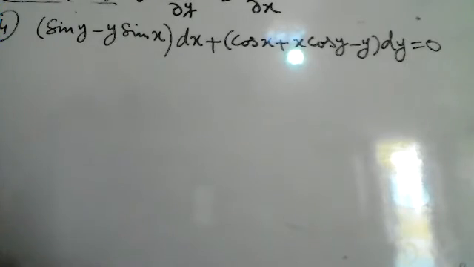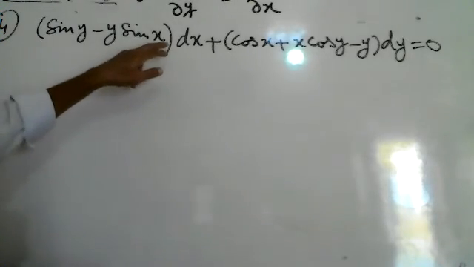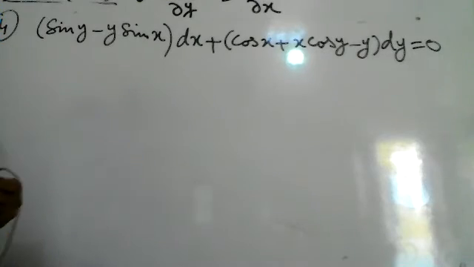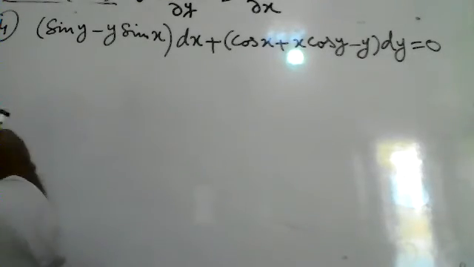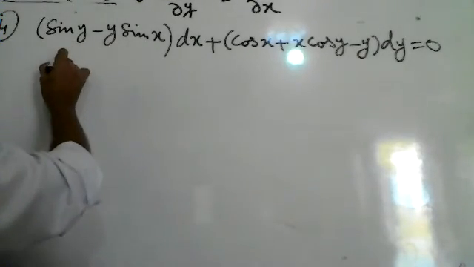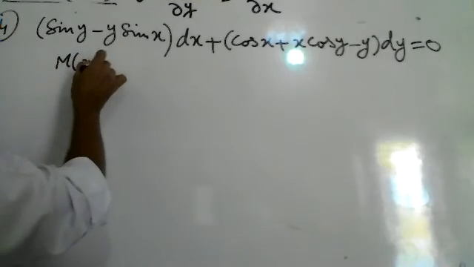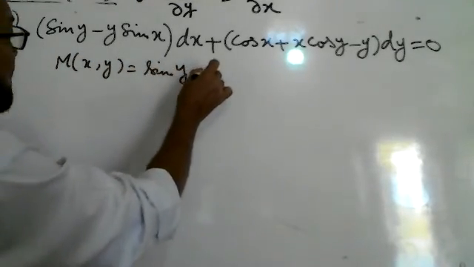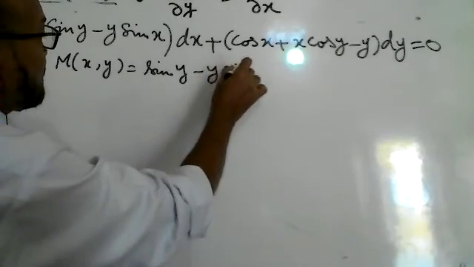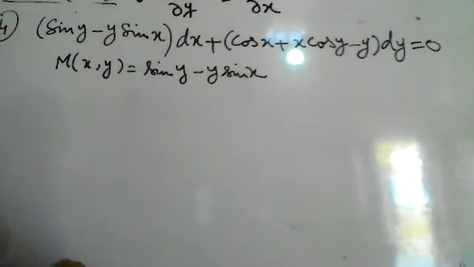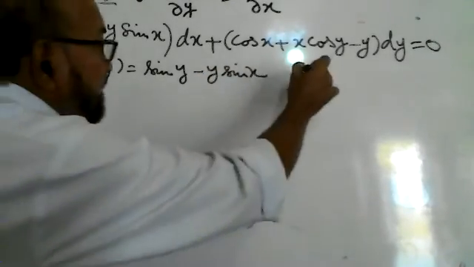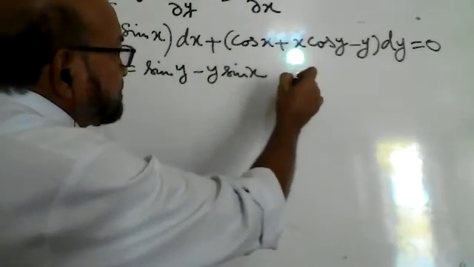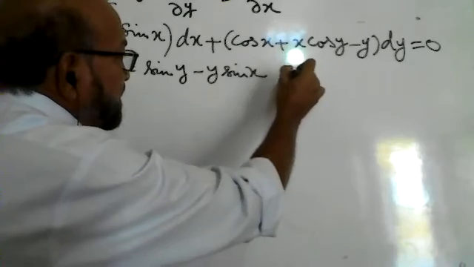So generally we take the function associated with dx and consider it as M. So M of xy is equal to sin y minus y sin x, and the function associated with dy is considered as N.